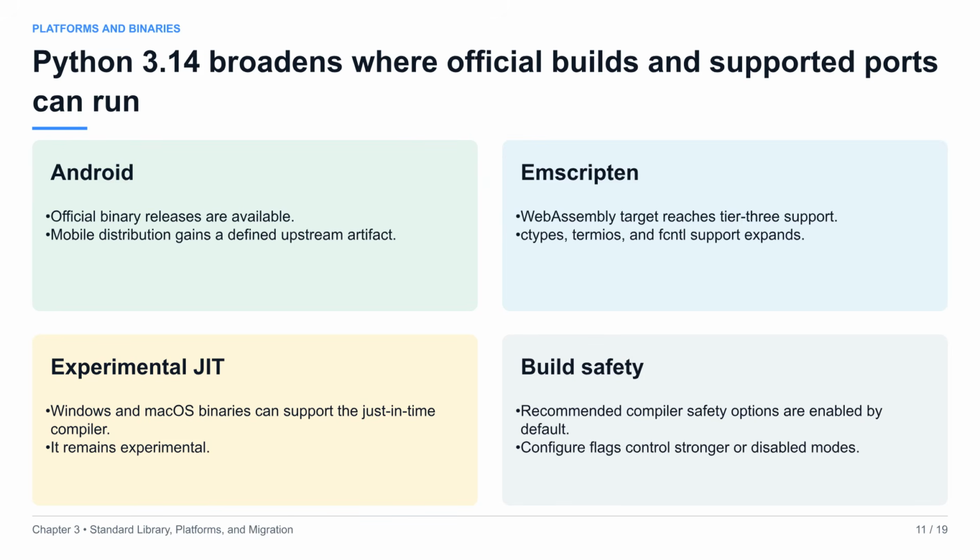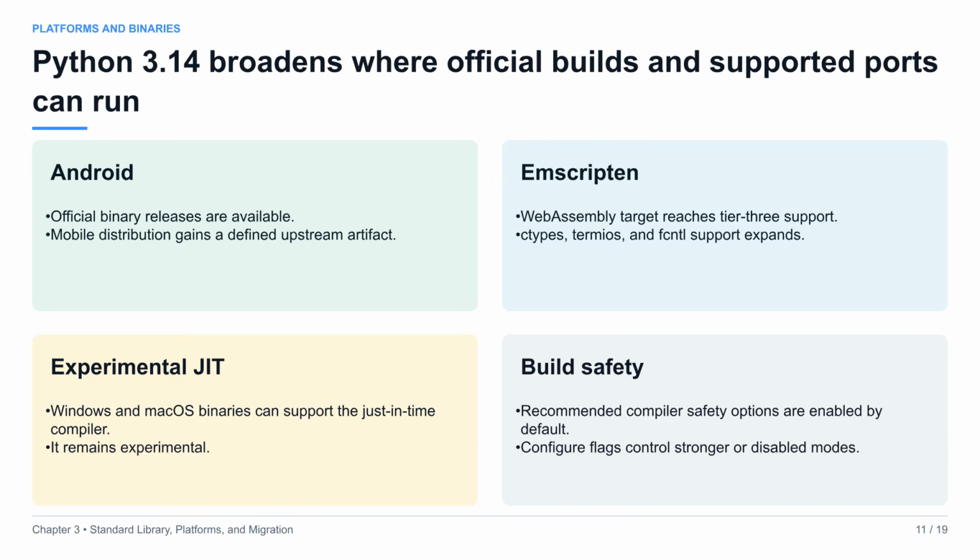Platform support expands in several directions. Python.org now publishes Android binaries, giving mobile toolchains an official upstream build. The Emscripten WebAssembly target becomes a Tier 3 platform and gains broader module support after significant work in the surrounding C library.